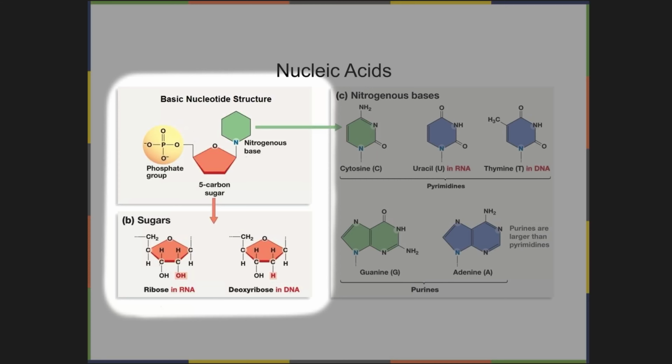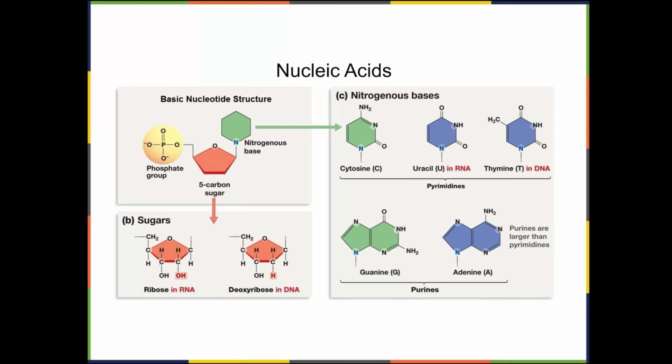We can see that in the case of RNA, that sugar is ribose. In the case of DNA, that sugar is deoxyribose. The difference between ribose found in RNA and the deoxyribose found in DNA is that ribose has a hydroxyl group at the 2' carbon.